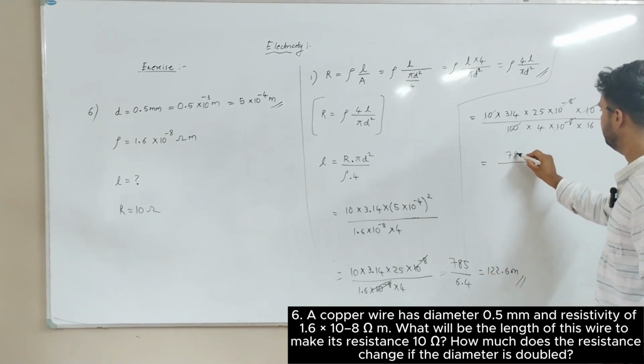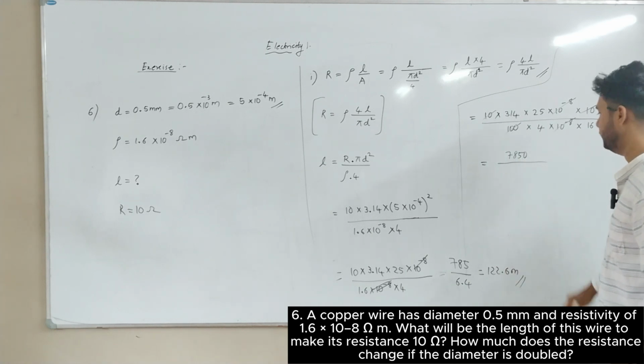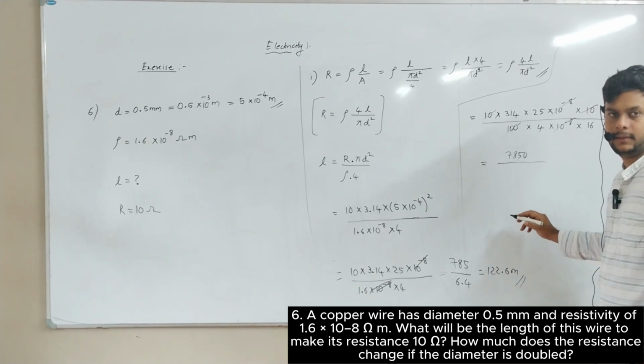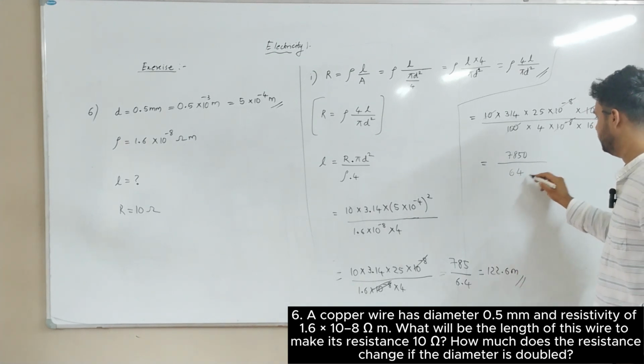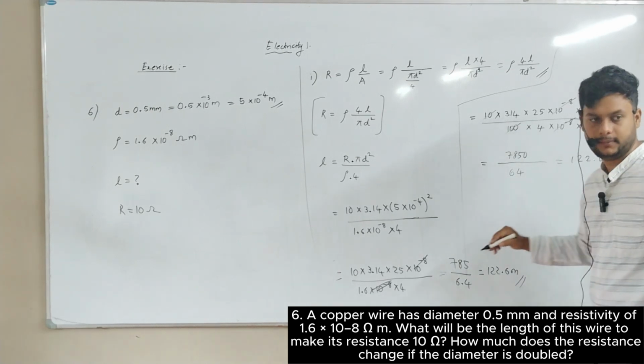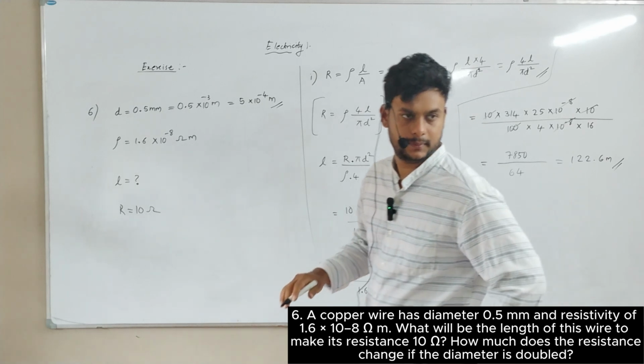7850, you will get, and 4 into 16. 16 into 4 is 64. Divide it and check. You should get 122.6 meters. Any doubts? Any doubts?